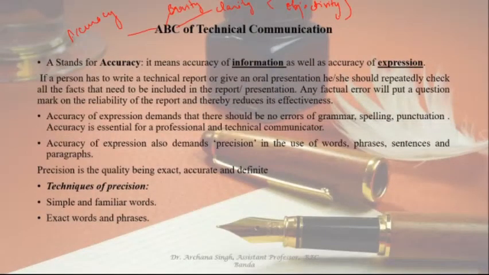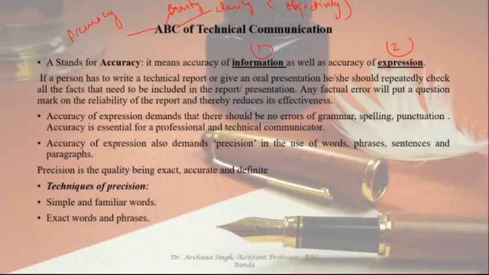So A stands for accuracy of information as well as accuracy of expression. So how will you attain the accuracy of information and the accuracy of expression? Whenever you put forth some information to the audience, you always cross-check the authenticity of the report, because any factual error will put a question mark on the reliability of the report and thereby reduce its effectiveness. So always cross-check the information, facts and figures which you are conveying to the person.